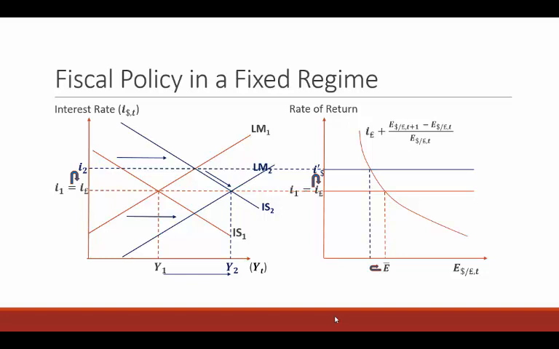However, the Fed takes action to keep the interest rate from rising by increasing money supply. This shifts the LM1 curve out to LM2, so that the interest rate remains at I1, pegged to the UK interest rate. Output therefore increases to Y2. US interest rates and the exchange rates remain or return immediately to their initial levels, and output is much higher than before the policy. Fiscal policy results in a super effective stimulation of the economy by increasing output significantly.